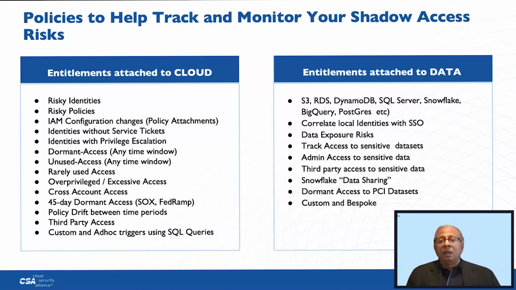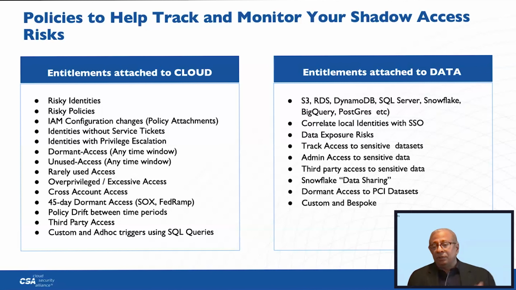How do you correlate these identities with SSO? Many times these are local identities that are not under an SSO, so they live inside the database and create shadow access and shadow identities problems. Some of them expose sensitive data. It's very difficult to track shadow access and entitlements to these sensitive data assets, and especially admin access to sensitive data. When was the last time we reviewed the access?